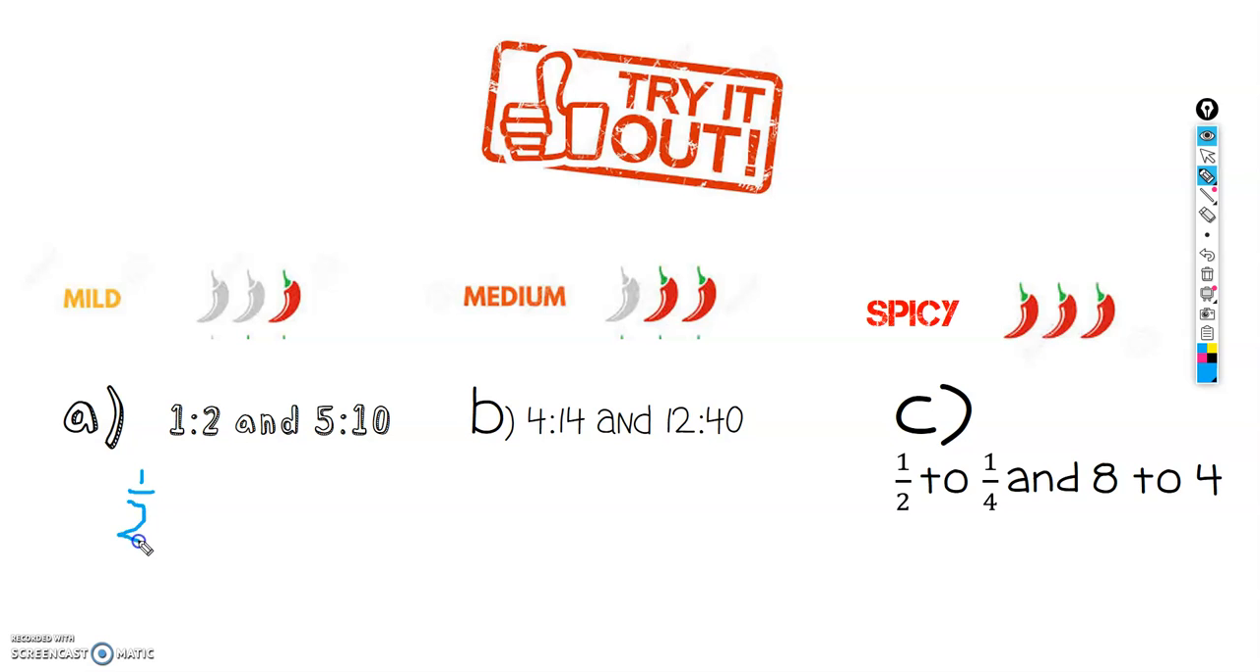1 to 5/10. And actually, this one's so easy, we can do this in our head, because I know this simplifies to 1/2. So this is a proportional relationship. 4 to 14 and 12 to 40.